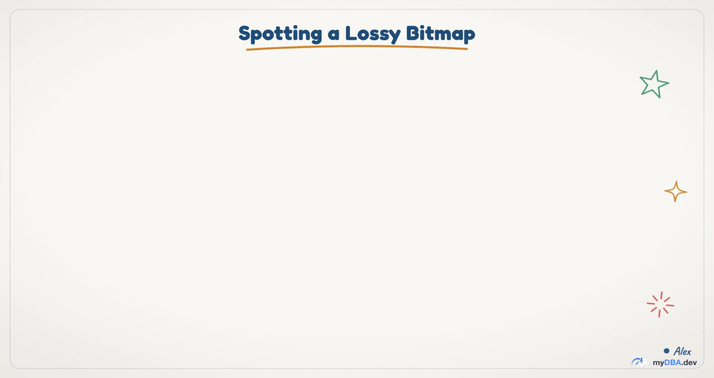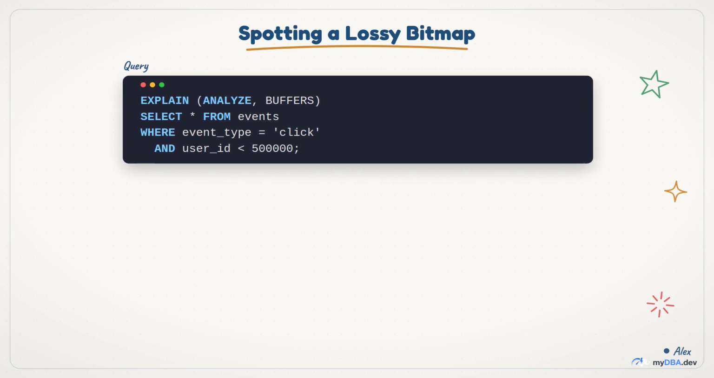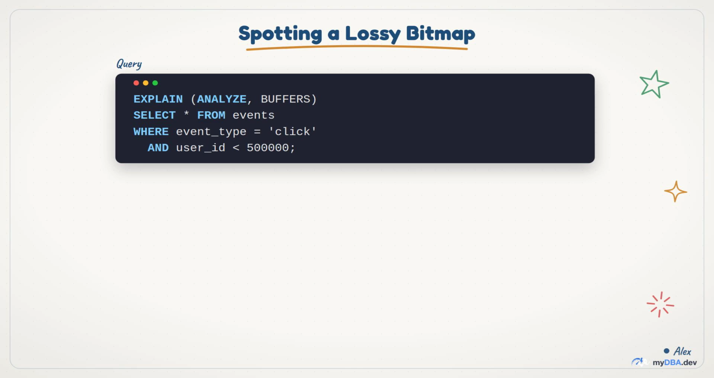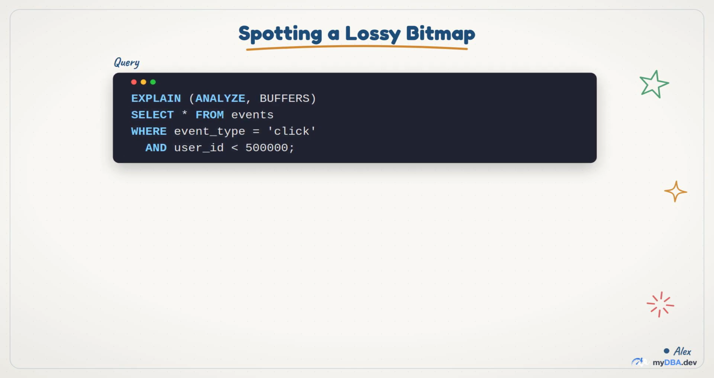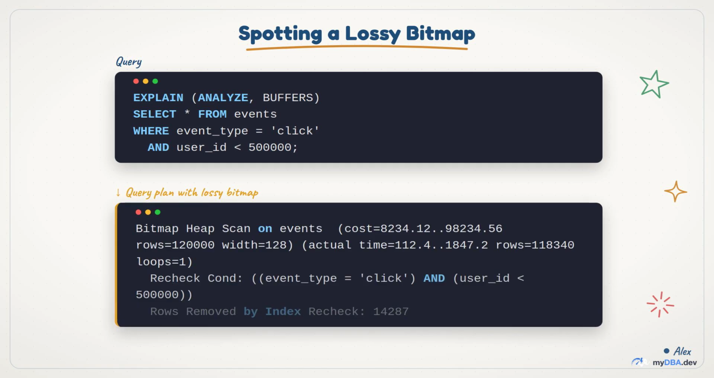Here's a lossy bitmap in action. Heap Blocks shows 4,832 exact and 8,471 lossy. That's a lot of lossy pages. Rows Removed by Index Recheck is 14,287. Those tuples were on lossy pages but didn't actually match the condition. They got filtered out during the recheck.